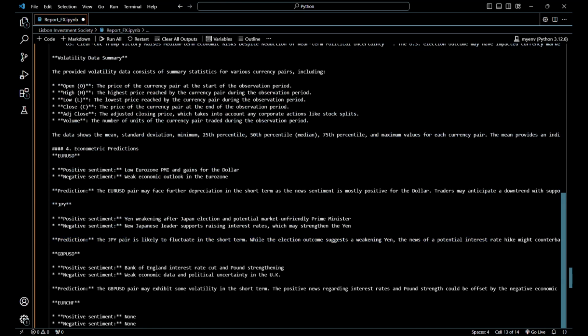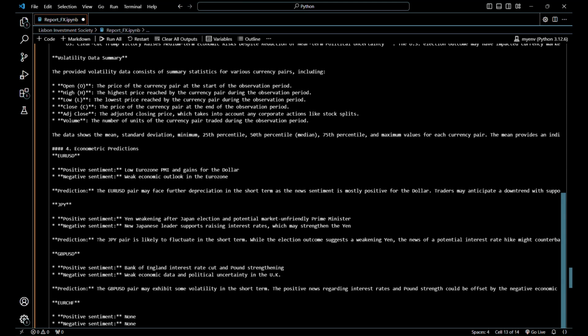And then JPY, for example, you have the positive sentiment which says that yen weakening after Japan election and potential market unfriendly prime minister. So this is actually positive sentiment for USD JPY, not for JPY directly. The negative sentiment says that the new Japanese leader supports raising rates, which may strengthen the yen. So this would be negative here for the dollar against the yen, right?